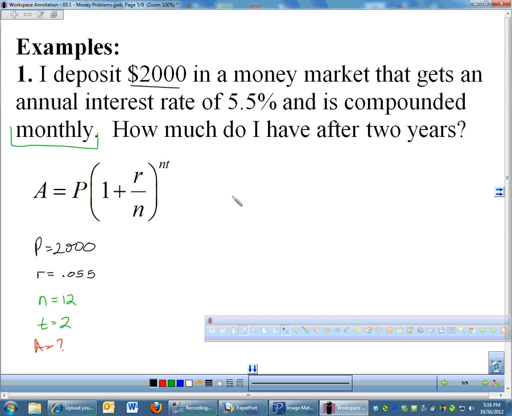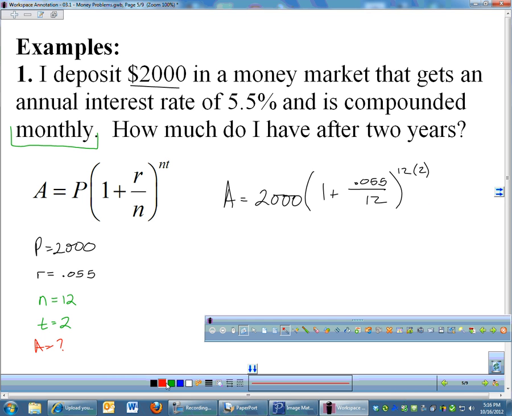So we will simply throw all of this into the formula. So A is P, 2,000, times 1 plus R, which is 0.055, over N, which is 12, all to the NT power, which is 12 times 2. And we are going to throw this in a calculator. Just please be extra careful with your parentheses. You need to make sure you trap 12 times 2 in parentheses.